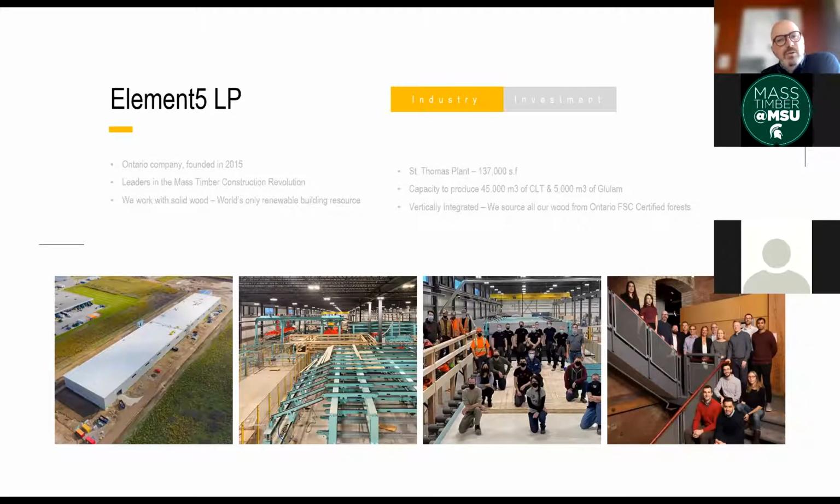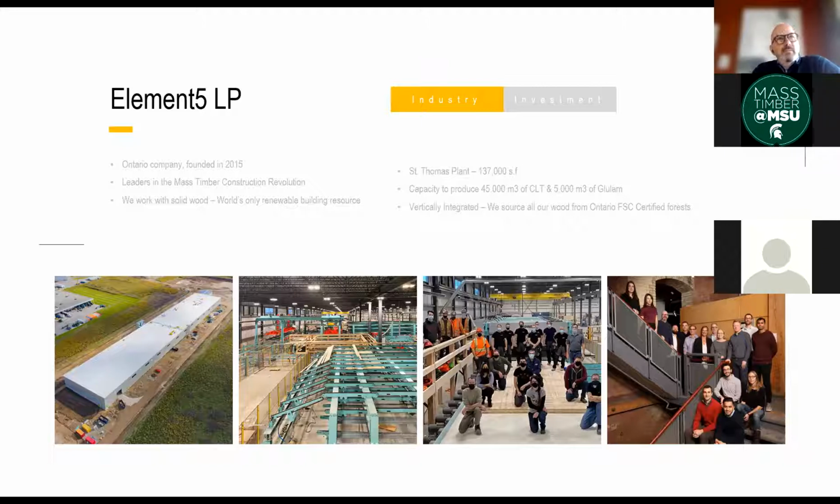The photograph that you see on the left is of our brand new facility in St. Thomas, Ontario. It's quite a large facility. It's 137,000 square feet. Even though the Europeans are 30 years ahead of us in this industry, this is considered the most fully automated mass timber manufacturing plant in North America. We have the capacity to produce 45,000 cubic meters of CLT and 5,000 cubic meters of glulam.